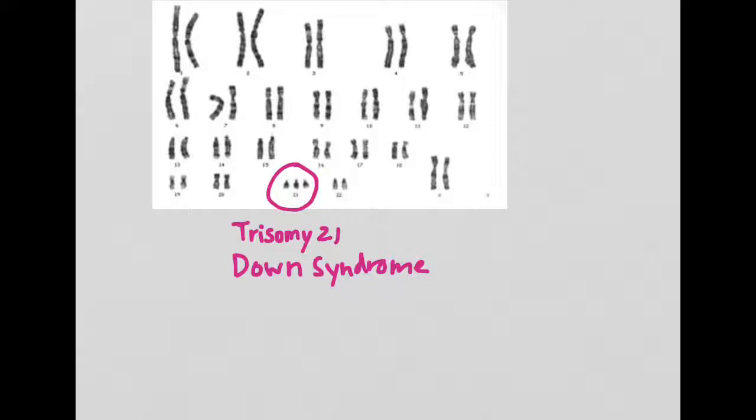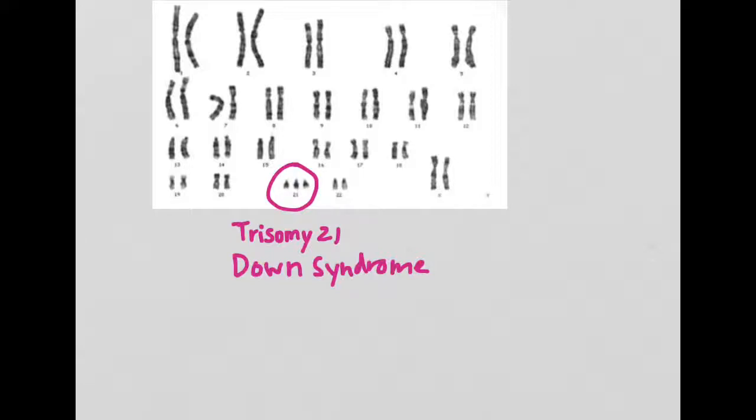And so when a parent gets this karyotype back, they have to make a decision. Some parents might decide that they want to terminate the pregnancy, and by that I mean have an abortion. Others may say, I'm perfectly fine bringing an individual like this into the world, and that's going to be a decision that you guys will have to make if you decide to be a parent later in life.